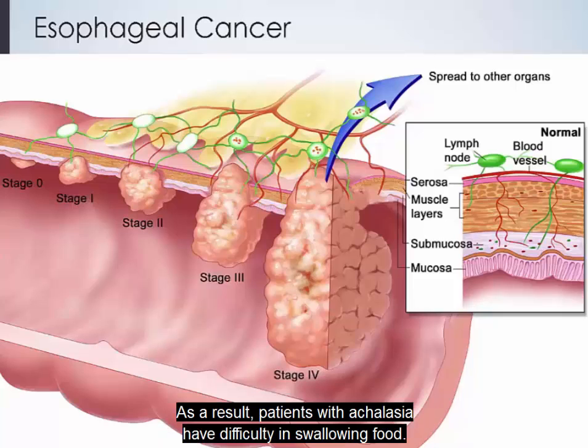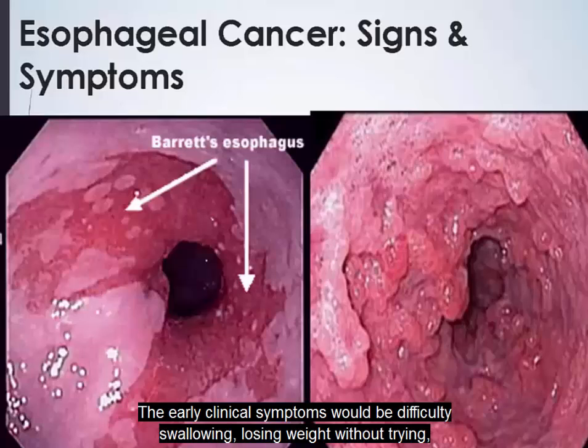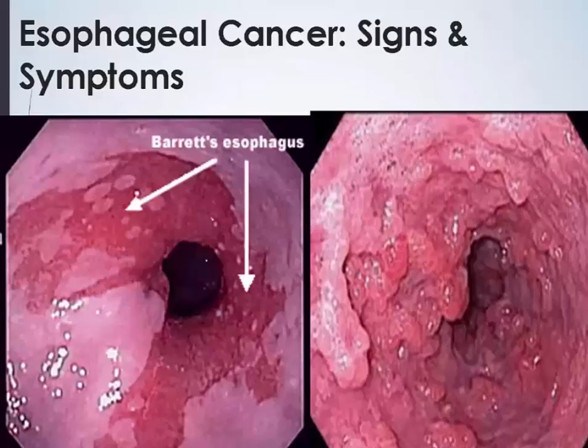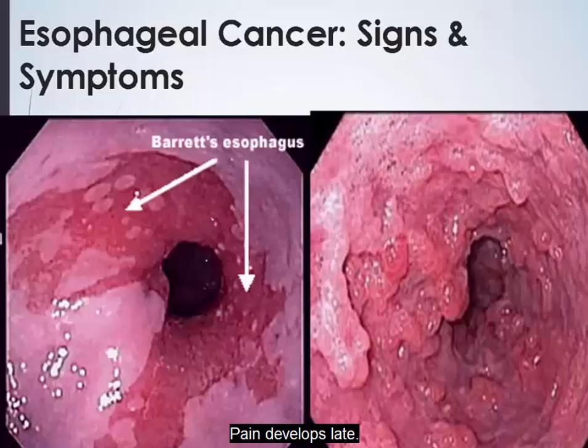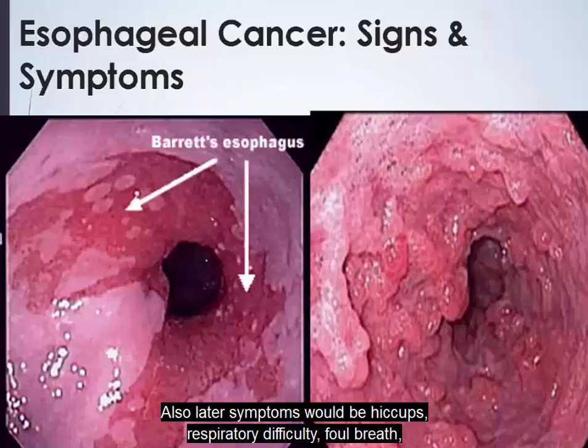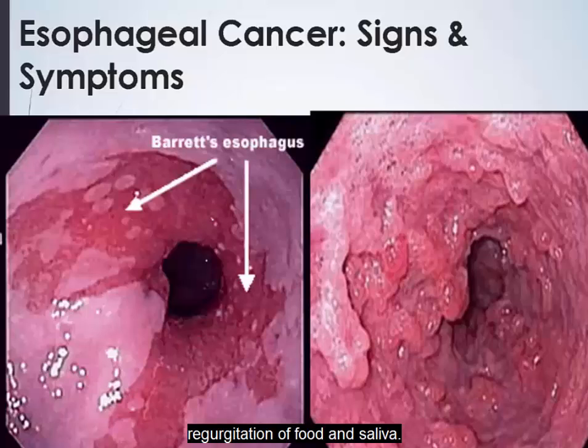As a result, patients with achalasia have difficulty in swallowing food, and treatment for this is usually an endoscopic and laparoscopic procedure. The early clinical symptoms would be difficulty swallowing, losing weight without trying, chest pain, fatigue, chronic cough. Later signs would be progressive dysphagia, pain develops late, and hemorrhage if it erodes into the aorta. Also later symptoms would be hiccups, respiratory difficulty, foul breath, regurgitation of food and saliva.